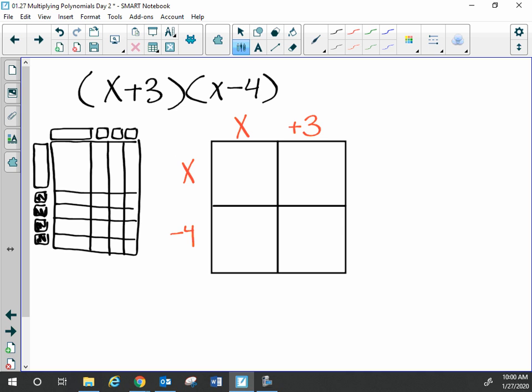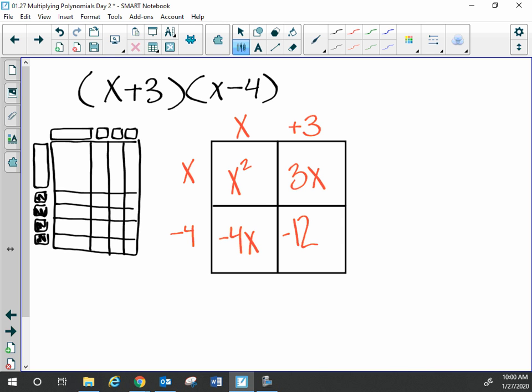So what's x times x? Squared. So this is what you guys did on all of those puzzles. What is x times 3? 3x. Negative 4 times x? And negative 4 times 3. Very good. Okay, so now, in order to get your answer, you just have to combine like terms.